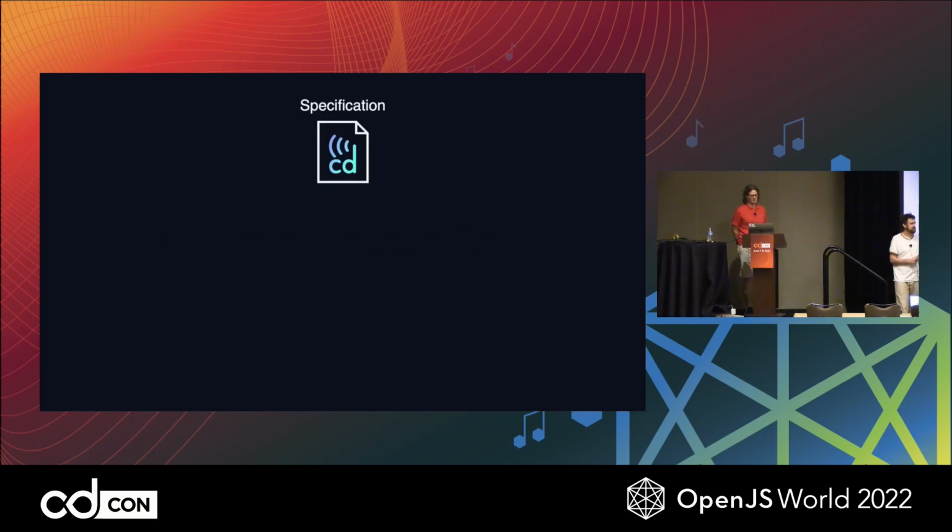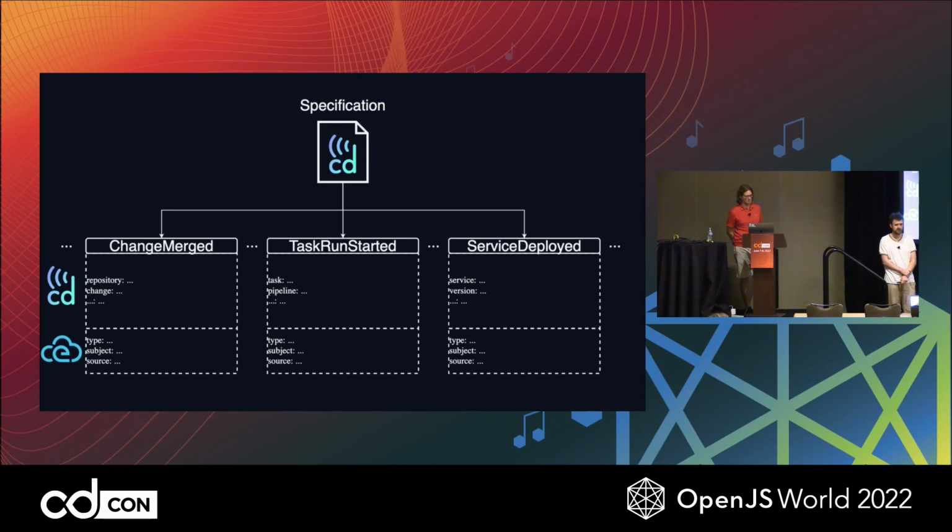If we were to look a little bit into the specification, it defines a number of events. This could be events related to source code, like change merged. It could be events related to pipelines, like task run started. And it could be events related to continuous deployment, like service deployed. It then also declares a set of attributes, could be optional or mandatory attributes, to describe this event in more detail. And further on, since this is based on CloudEvents, it also provides some guidance on how to use the CloudEvents attributes, such as subject and source.